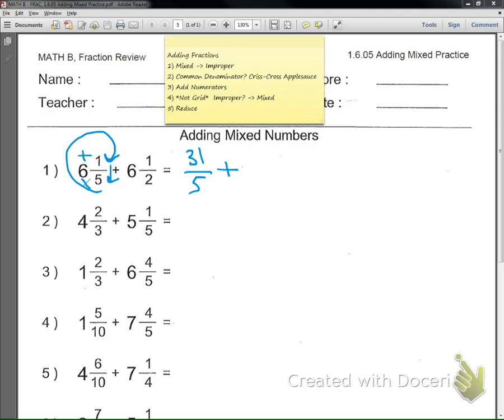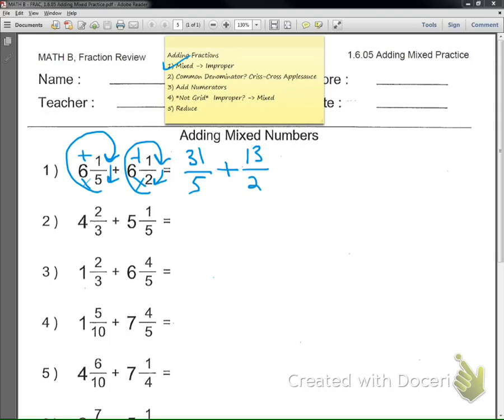I'm going to write plus, and then convert the other mixed number into an improper fraction. 6 times 2 is 12, plus 1 is 13. And I write that over the number that you start with, the 2. So that's what we mean by step 1, changing any mixed numbers into improper fractions. Now if only one of those were mixed numbers, then obviously you'd only need to change one of them and just copy down the other fraction.